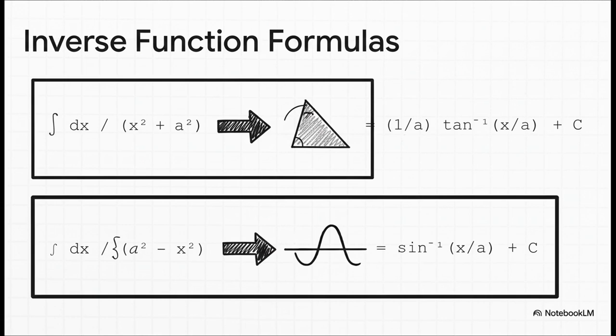The next two formulas you absolutely have to know are the ones that give you inverse trig functions. If you see x squared plus a squared in the denominator, you're getting an inverse tan. If you see the square root of a squared minus x squared, that's going to be an inverse sine. These two are everywhere, so please burn them into your brain.